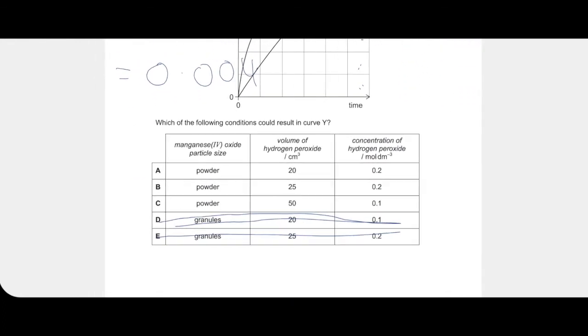So there's 1, 2, 3, 4, 5 blocks for X, and for Y there's 1, 2, 3, 4. Therefore, Y produces 4/5 the amount of moles of oxygen as X, so that applies to the hydrogen peroxide. So 0.005 times 4 over 5 is equal to 0.004.